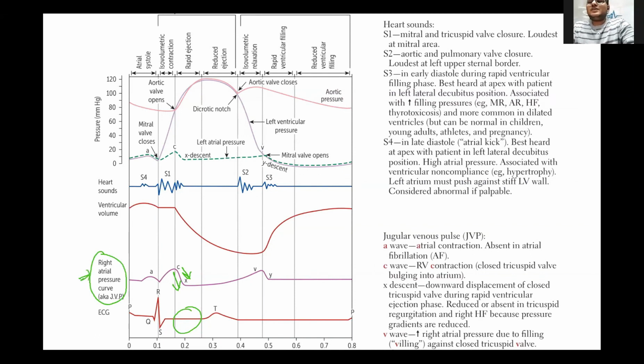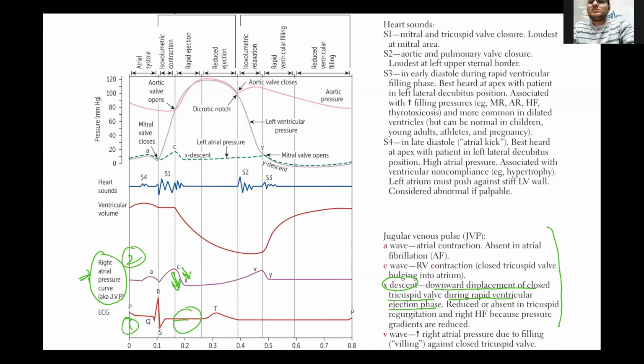Why? Because when there is ejection of blood toward the aorta, and ejection of blood toward the pulmonary trunk from the right ventricle, what will happen? The tricuspid valve, which was tense and bulging into the right atrium, will move into the right ventricle. So the pressure in the atrium will decrease, and it will be a descent, which is called X descent. X descent is due to downward displacement of the closed tricuspid valve during the rapid ventricular ejection phase. We will study pathologies later on. First, you should study the normal. What will happen in the rapid ejection phase? First, we discuss no significant change in ECG.